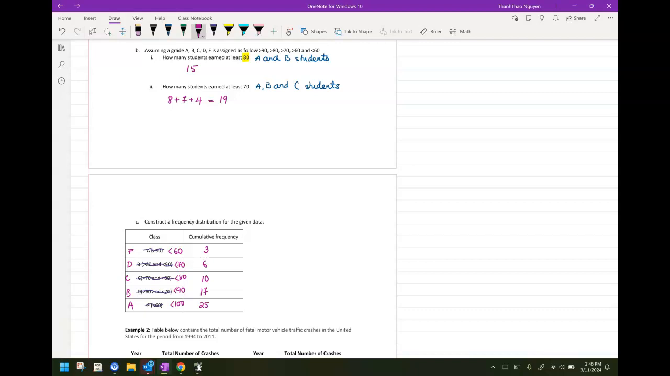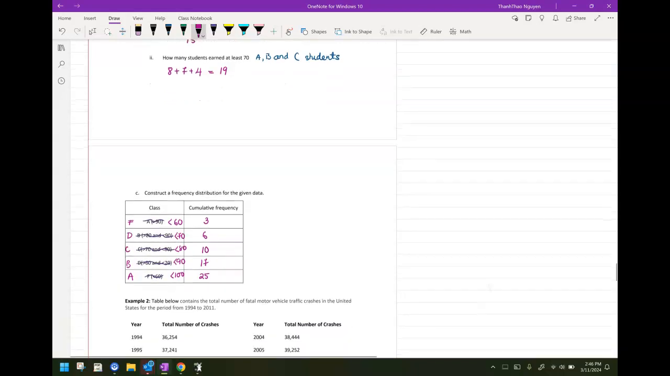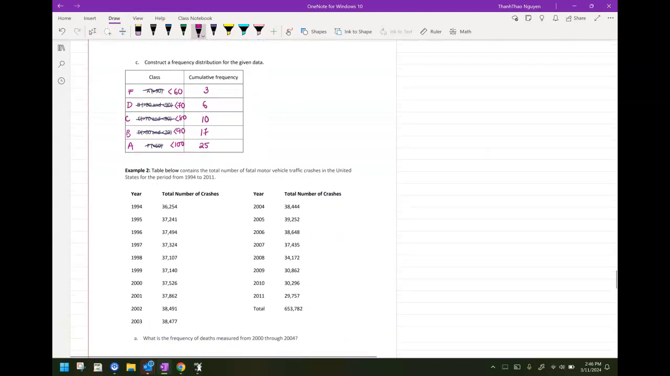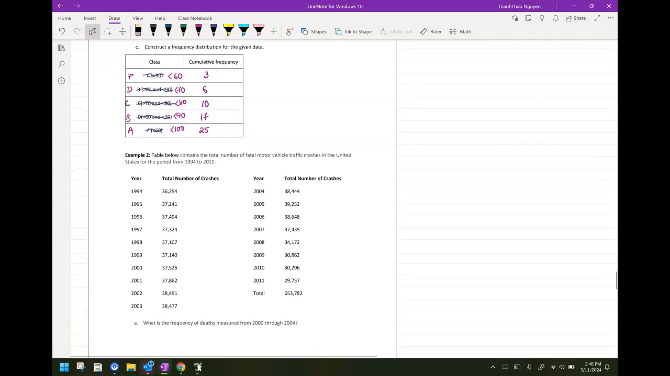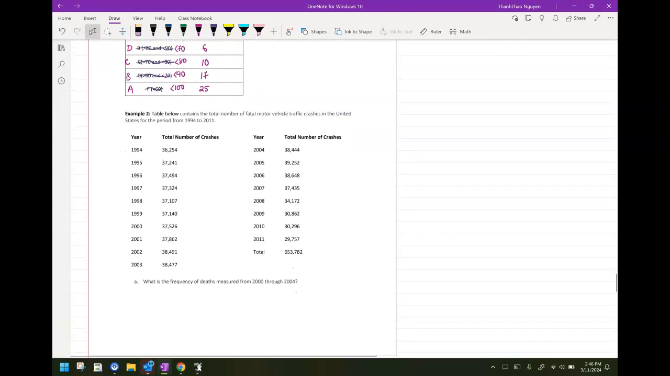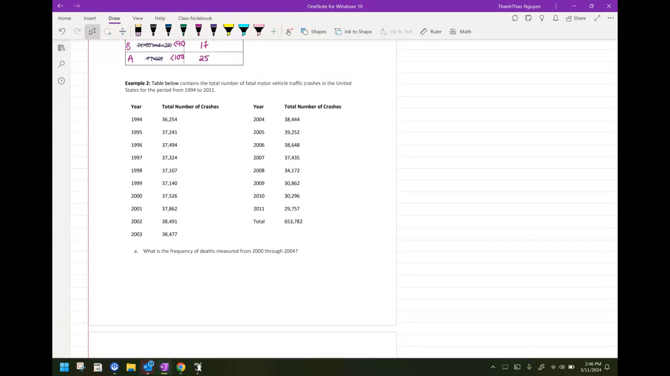So note that the cumulative frequency starts out at the smallest number, and each time you add in the number in the next class or category. Okay, so let's take a look at the next example. The table below contains the total number of fatal motorcycle crashes in the United States for the period of 1994 to 2011. So we have 2 columns: the year and the number of crashes.